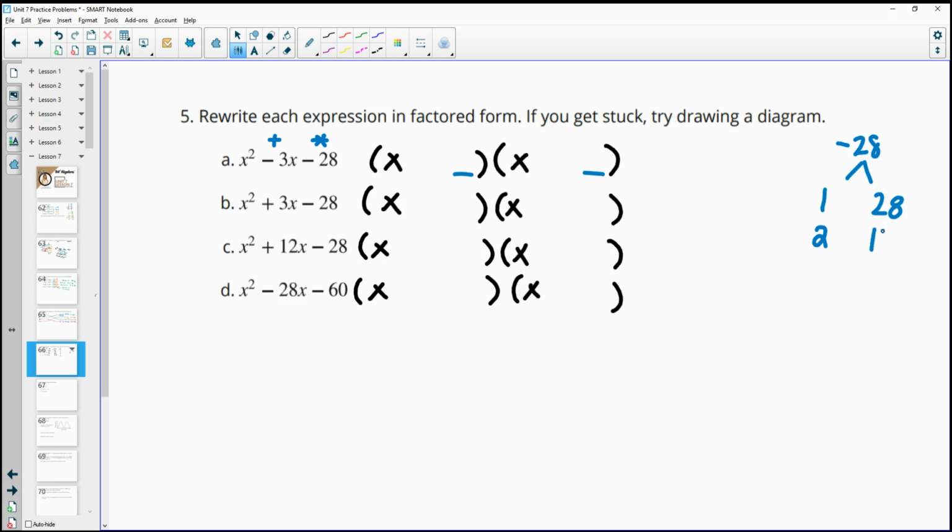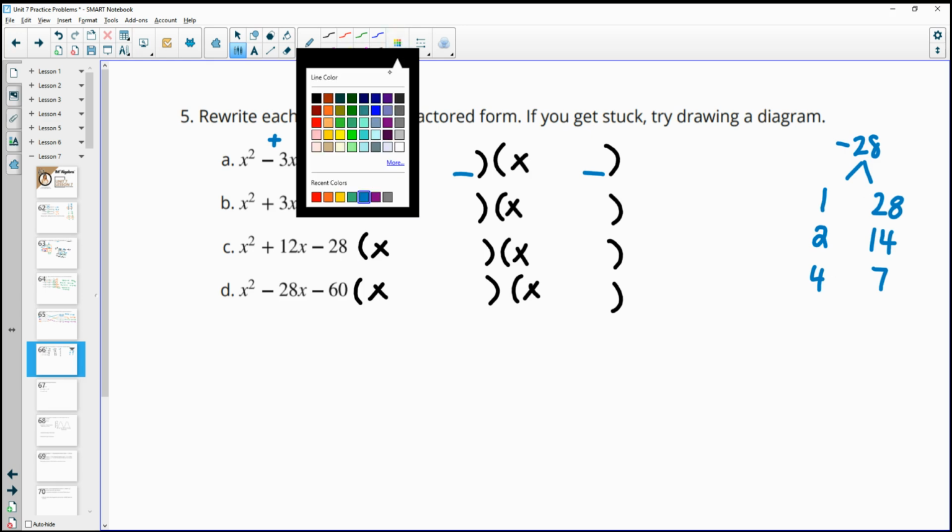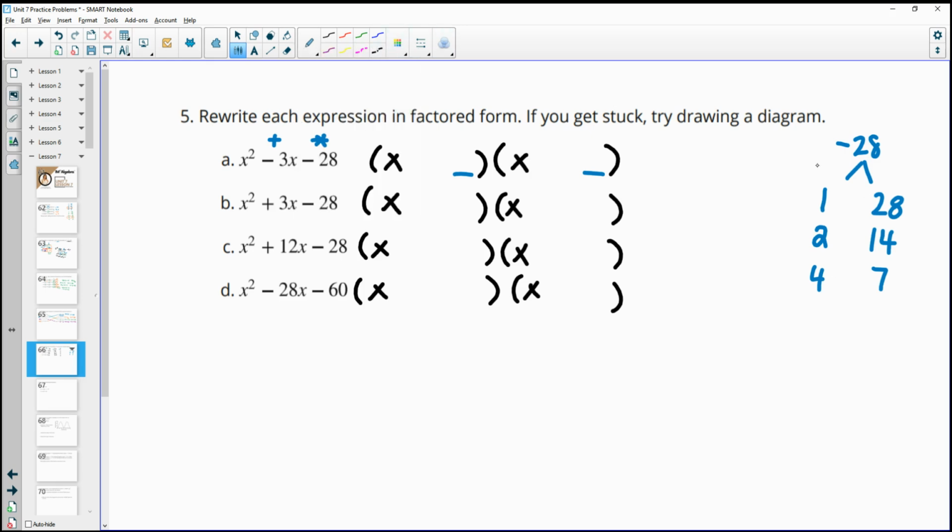28 divided by 2 is 14. 28 does not divide by 3. 28 divided by 4 is 7. And then 28 does not divide by 5 or 6, so we're done here. And then we know one of these has to be a negative in order for it to multiply to a negative. So I'll just get those written here.